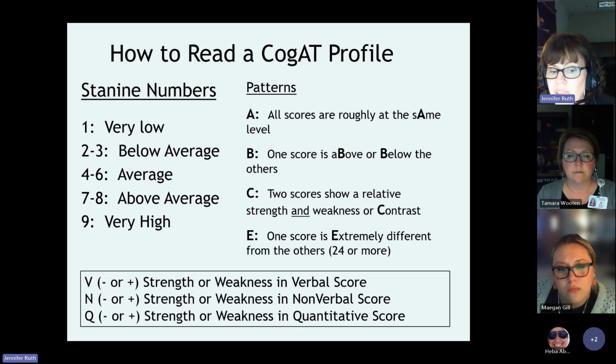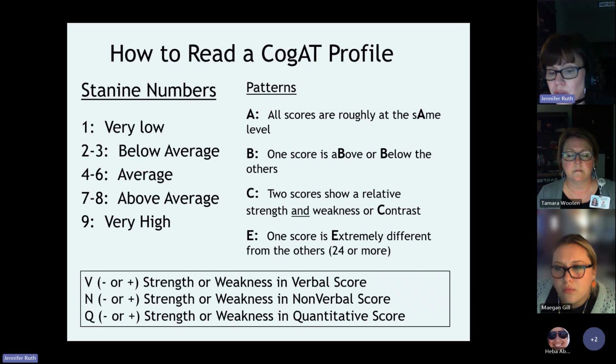And then finally, pattern E is when one score is extremely different from the others. Now, the average score on CogAT is 100. So knowing that, 24 points is an extreme difference, but yet we have students on every campus in every grade level with pattern E's. So keep an eye out for those because that will be very telling in how that student learns best.